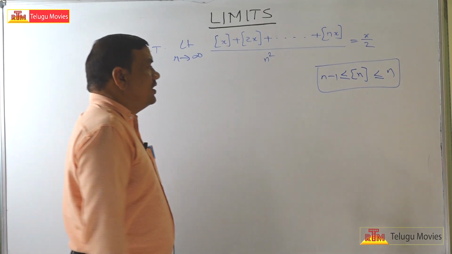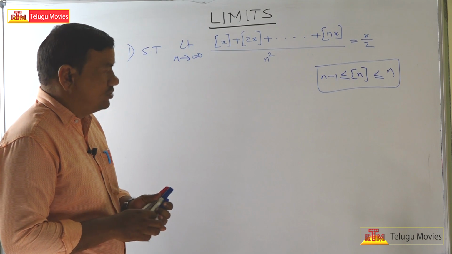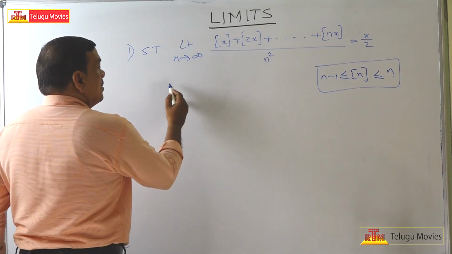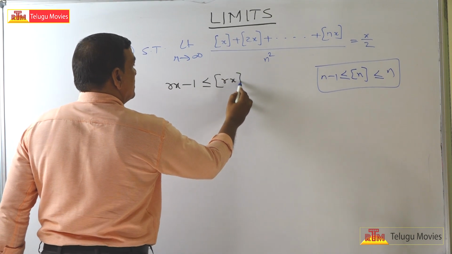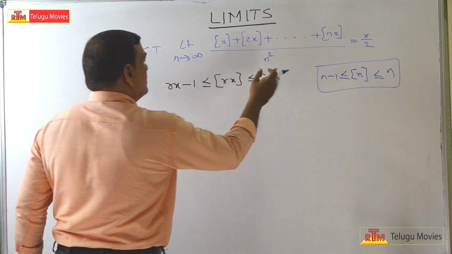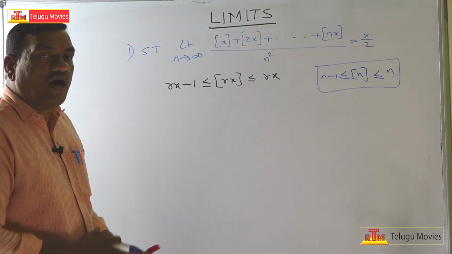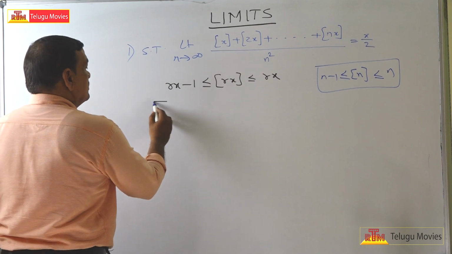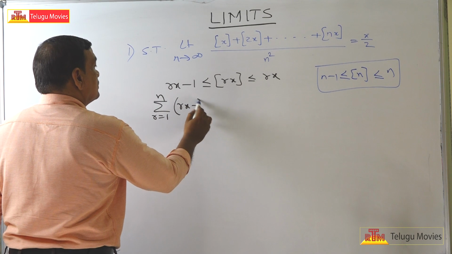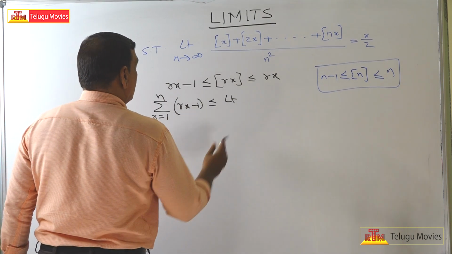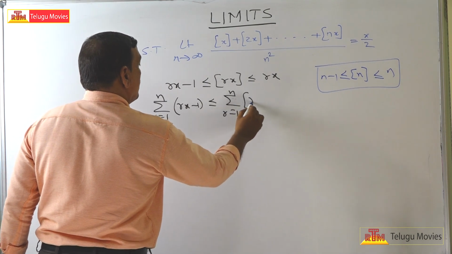Now, in place of n, you can substitute anything. Nothing wrong in it. So I will write it as rx minus 1 less than or equal to step of rx less than or equal to rx. I will tell what r is afterwards. Now I apply the sigma notation: sigma r runs from 1 to n of rx minus 1 less than or equal to sigma r runs from 1 to n of step of rx.